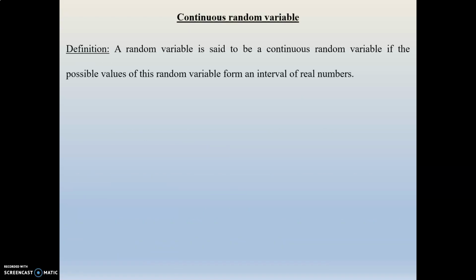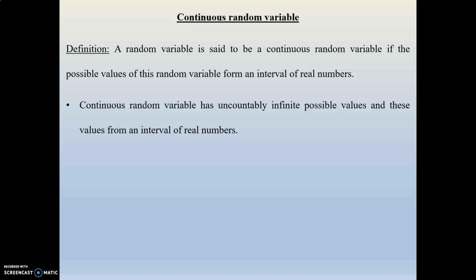Continuous random variable. A random variable is said to be a continuous random variable if the possible values of this random variable form an interval of real numbers. If it is the real numbers between 0 and 1, closed interval 0 to 1, then definitely that kind of random variable will be continuous. A continuous random variable has uncountably infinite possible values. In a discrete random variable it is countably infinite, but here it is uncountably infinite possible values, and these values form an interval of real numbers.